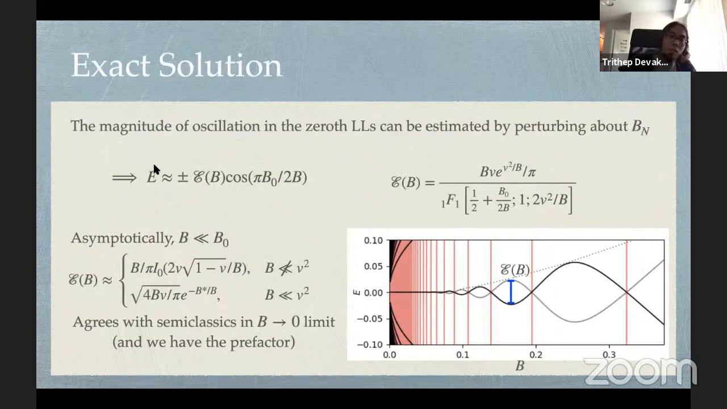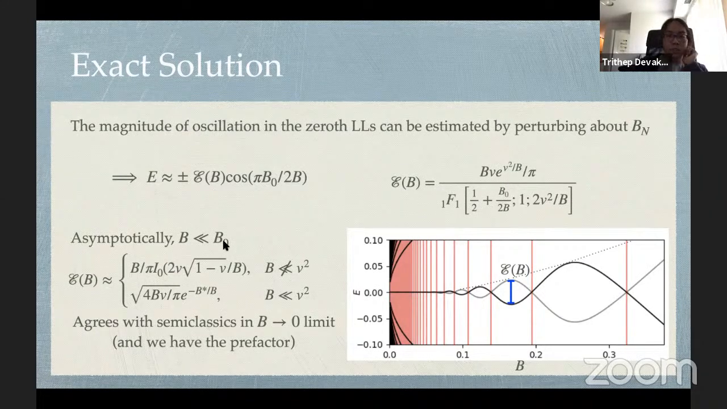The E of the 0th Landau level eigenstates are plus or minus some function curly E of B times the oscillating part, where this is the oscillation magnitude. And you compute it exactly. It takes on this form. There's some hypergeometric function. It's not particularly nice in this form, but you can look at what it does asymptotically when B is much less than B naught, where B naught here is the 0th magic field.